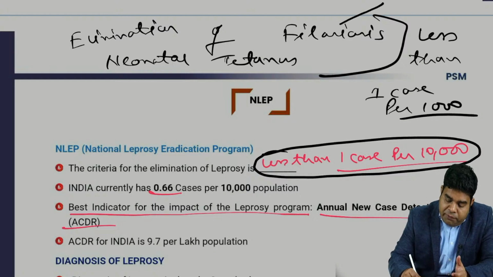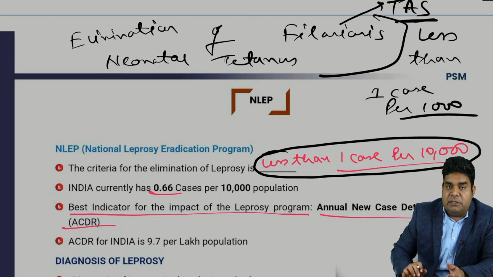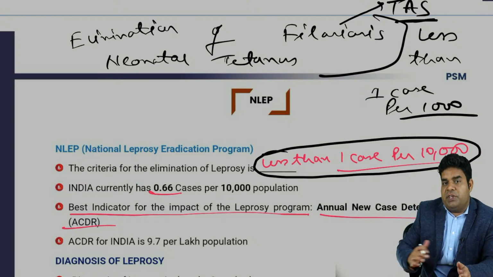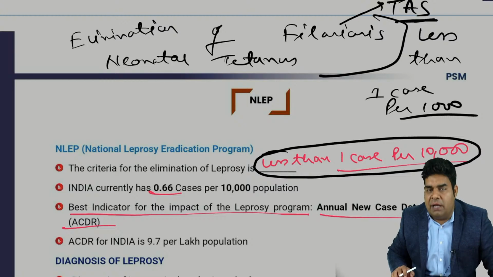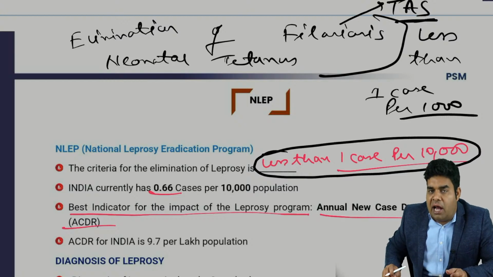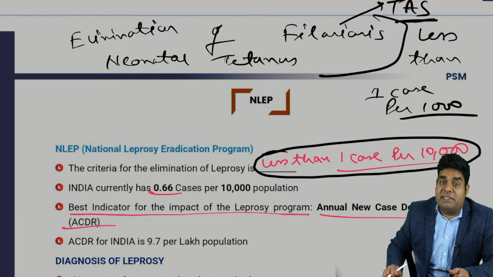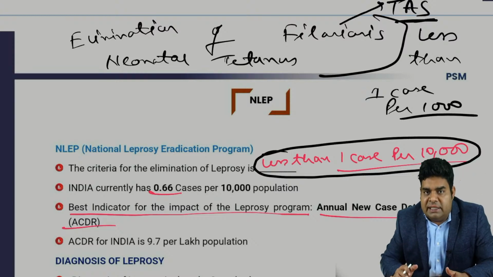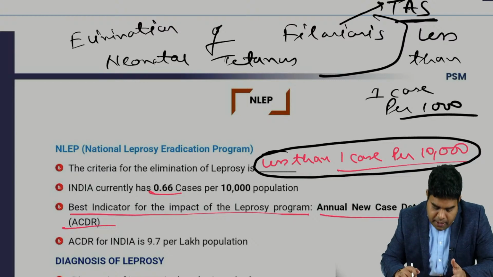And for filariasis elimination, we do TAS. TAS stands for Transmission Assessment Survey, in which we check whether cases are less than 1 per 1,000 for 5 years, and microfilaria larva concentration should be less than 1%. Then we say filariasis is eliminated from that area.